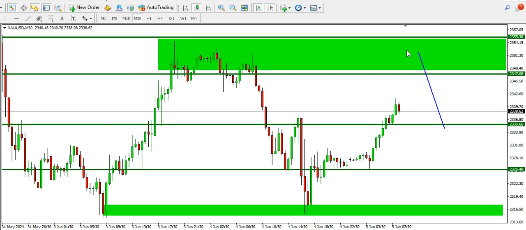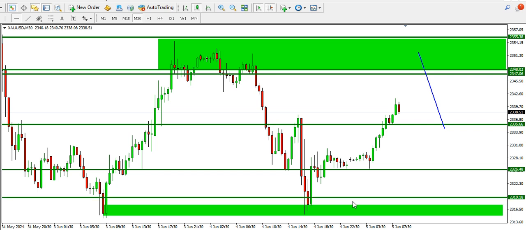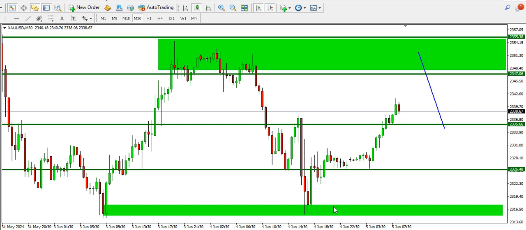So let's take, for instance, you sell at this order block. I'm talking about this particular order block, 2347. Your stop loss might be 2355 or 56, for you to target the low. For you to target the order block at the low, which is around 2319. So that's that for the 30 minutes time frame.